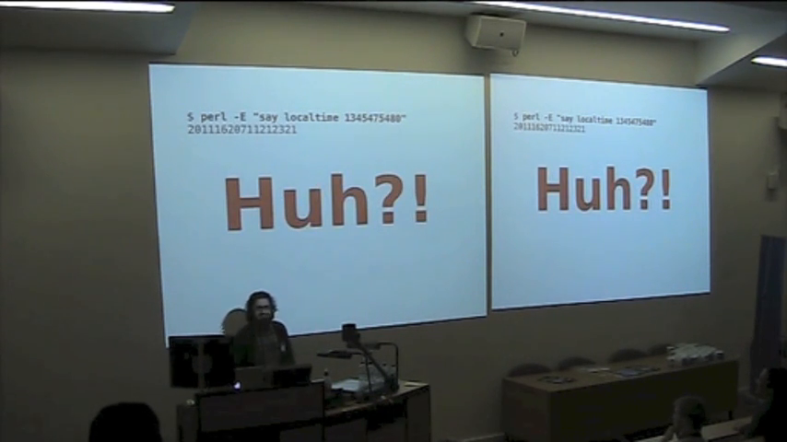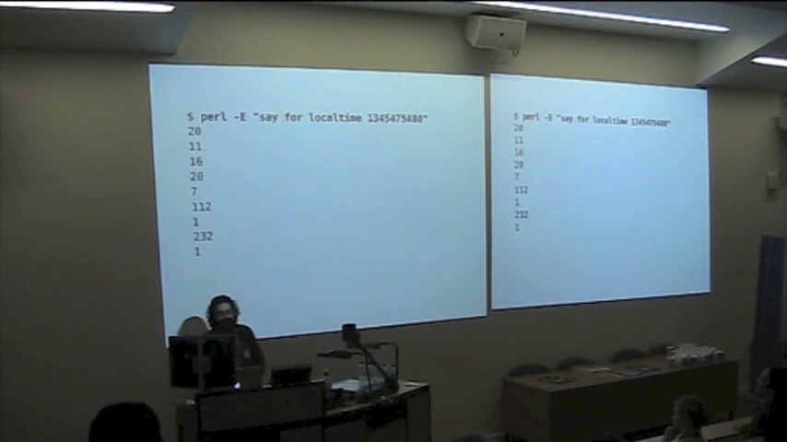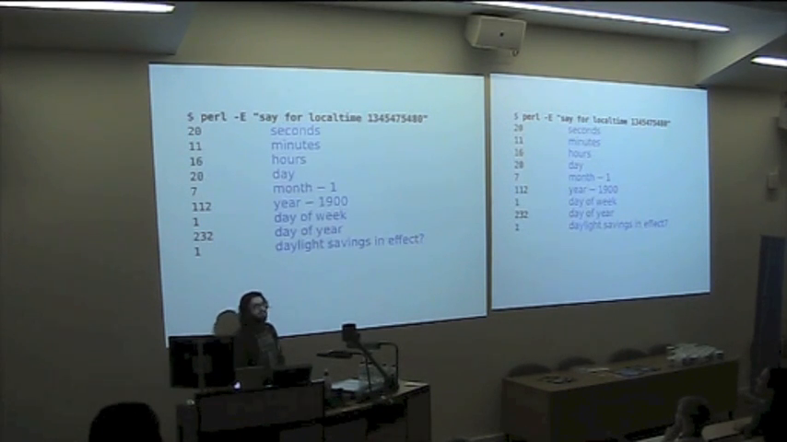Huh? It's pretty baffling. But if we put the say into a loop, then we get this, which is, I suppose, slightly more comprehensible. We get lots of numbers. Each element of the list we get back is a number representing some part of the local date and time. So that still kind of leaves us with the question of, well, what, why, how? And this is what Perl calls context.